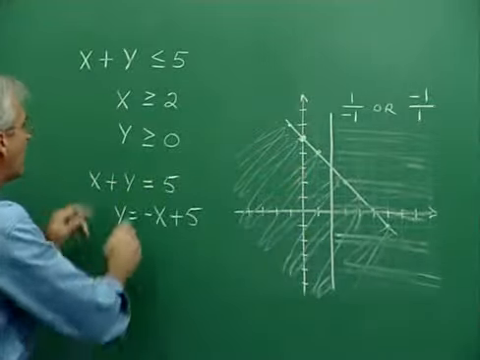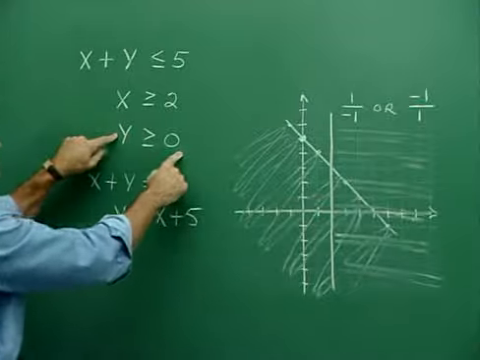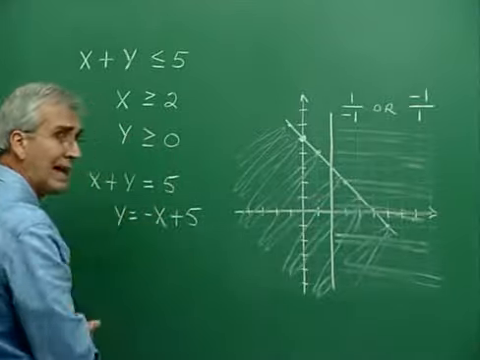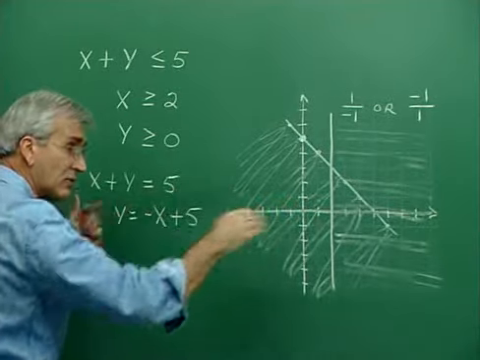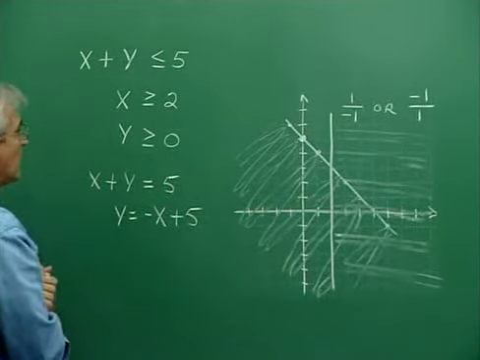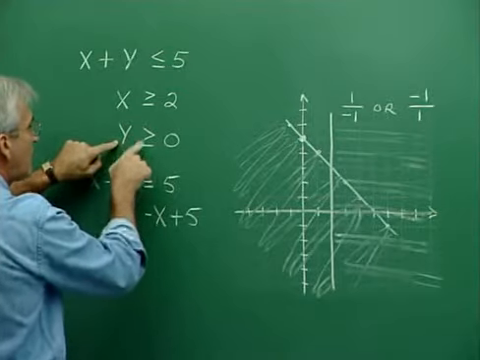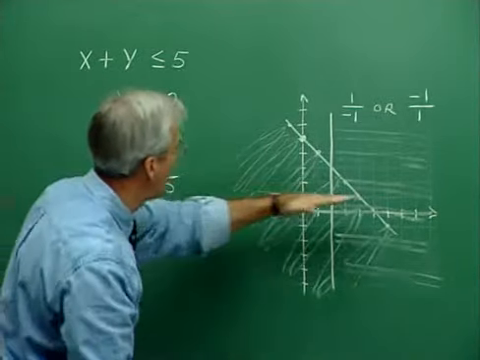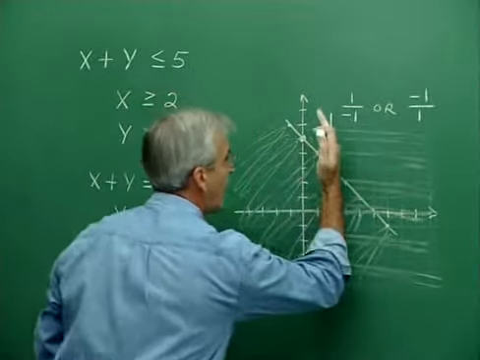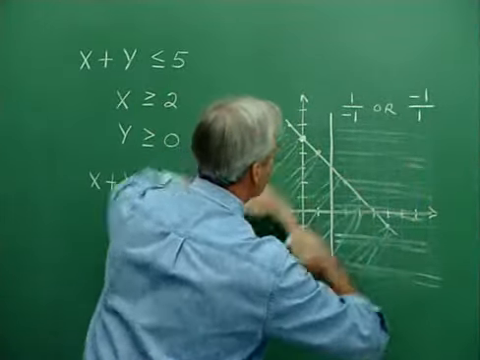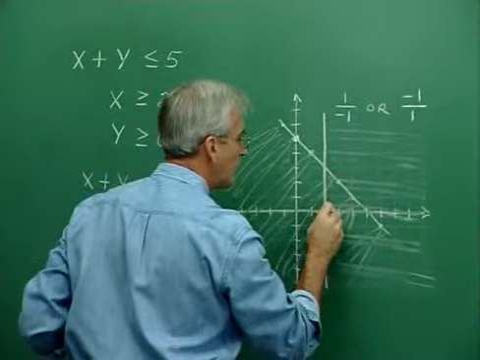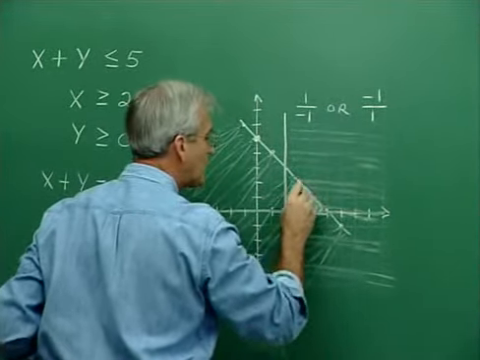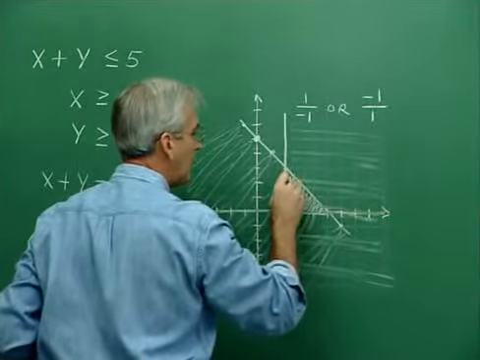Now for the other one, we have y is greater than or equal to 0. The related equation is y equals 0. We know that to be the x-axis. Now, on which side do we shade? Well, vertical distances greater than or equal to 0, that's above the x-axis. So we're thinking about above the x-axis, to the right of this line, and below this other line. So the solution region to the system of inequalities is the region inside this triangle.